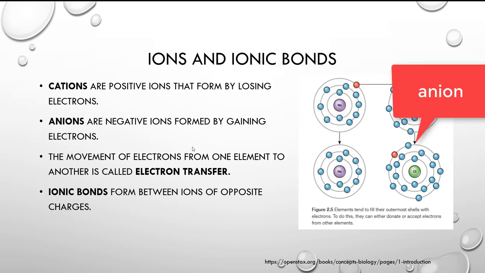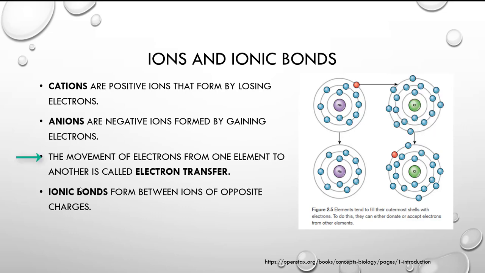As that electron moves from the sodium to the chlorine, we have electron transfer taking place. Now we have the sodium and the chlorine together forming an ionic bond. So that's two ions of opposite charge bonding together.